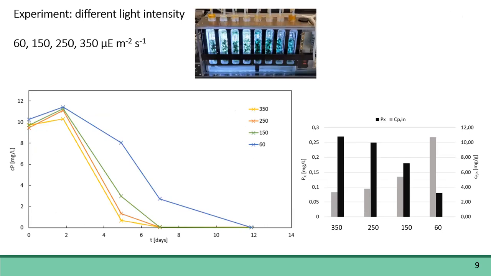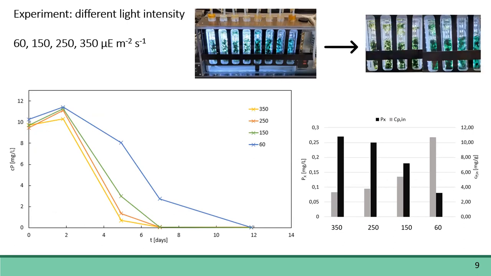Then we also tested different light intensities. We can say that lower light intensity has quite a similar trend as lower temperature. So slower growth, slower phosphorus uptake, but still the phosphorus was inside the cells, and there was a high concentration of intracellular phosphorus. With this, there is also a connection with the change of pigmentation of the biomass.